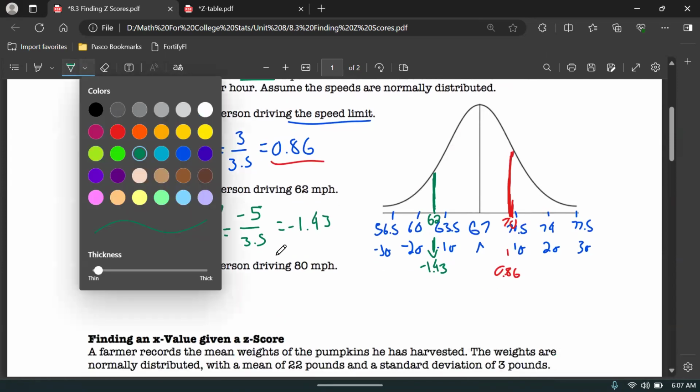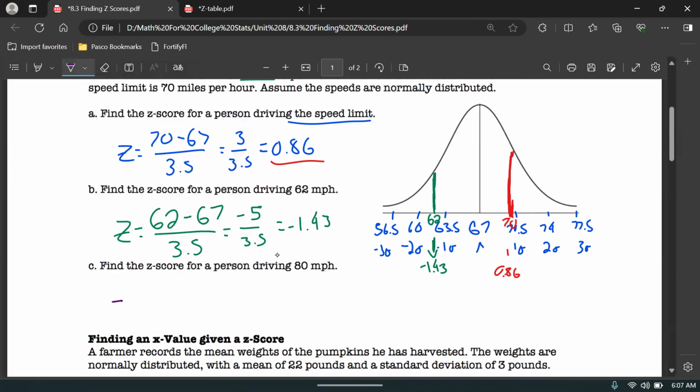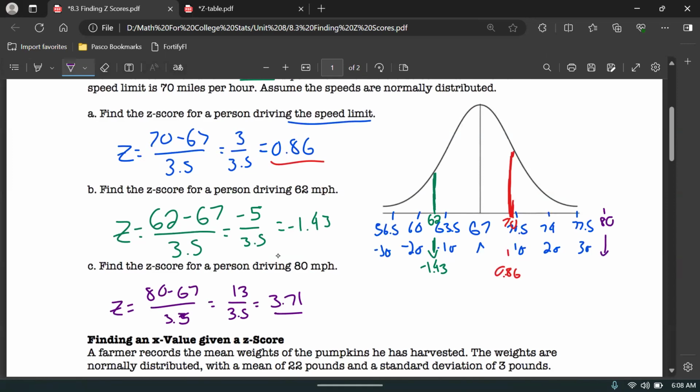And one more, we're going to find the z-score. Let's do this one in purple for 80 miles an hour. So z equals 80 minus 67 divided by 3.5. So 80 minus 67, that's 13 over 3.5, which is 3.71. So that z-score would be way out here, right? 80 would be way over here. Obviously beyond 3 standard deviations, with a z-score of 3.71.